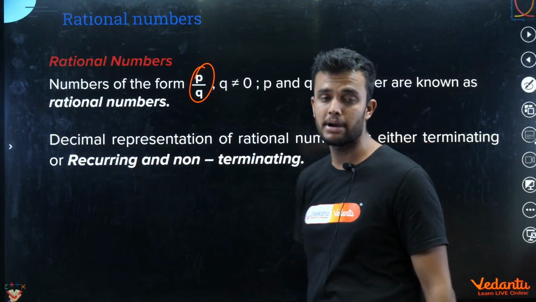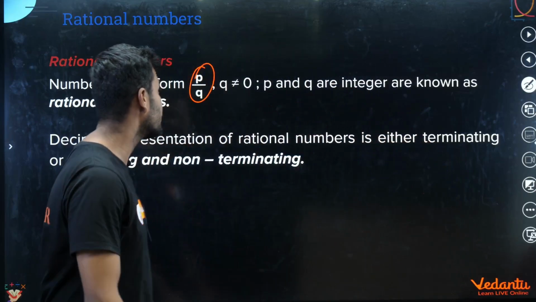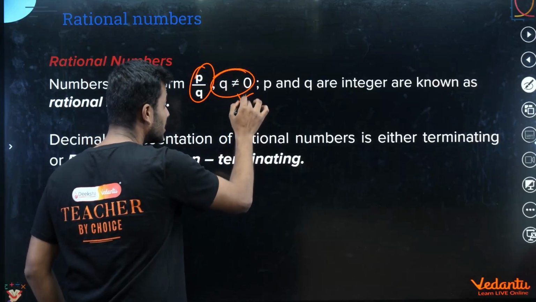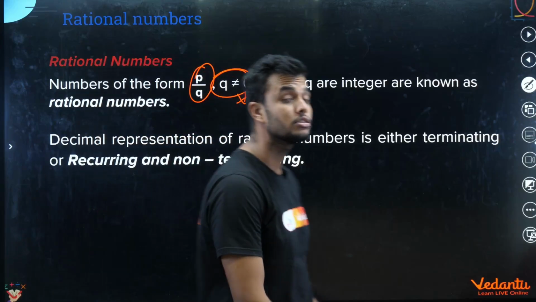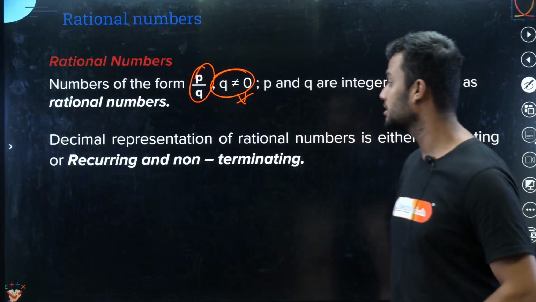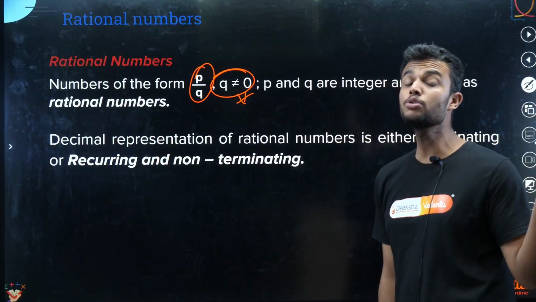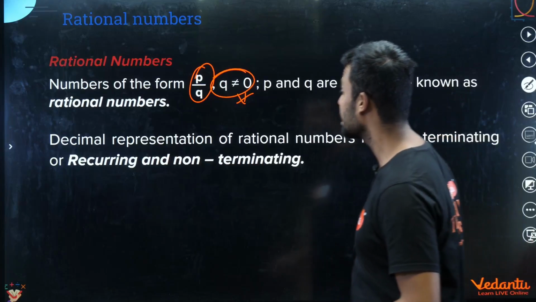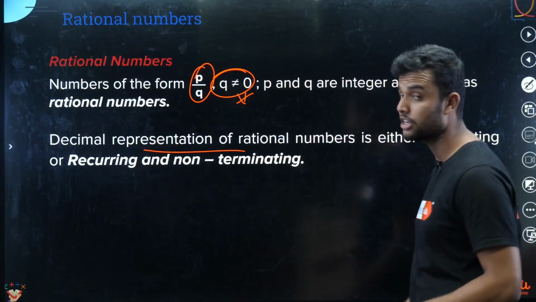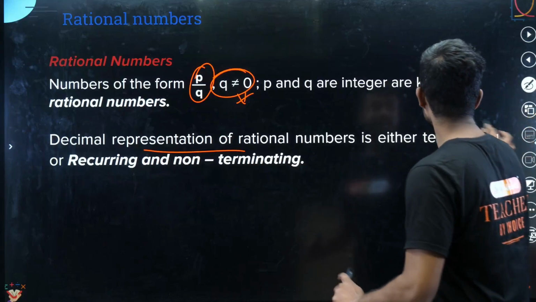A number in the p by q format is called a rational number, where q must not be equal to 0. If it is equal to 0, it becomes infinity, right, students? These are the rational numbers. Using the fundamental theorem, we can easily find that the decimal representation of rational numbers is either terminating.